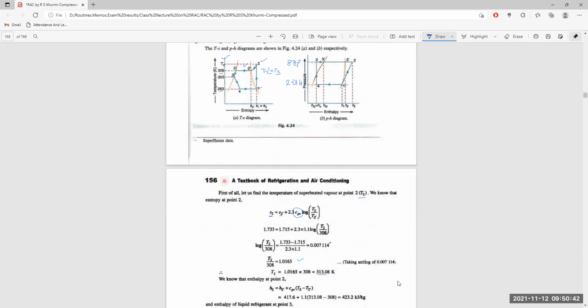So the enthalpy at point 2, H2, is equal to H2 dash plus the specific heat of the refrigerant in the vapor state multiplied by the temperature T2 minus T2 dash, which is 4.176 plus 1.1 into 308.3 minus 302, equal to 4.23 itself.